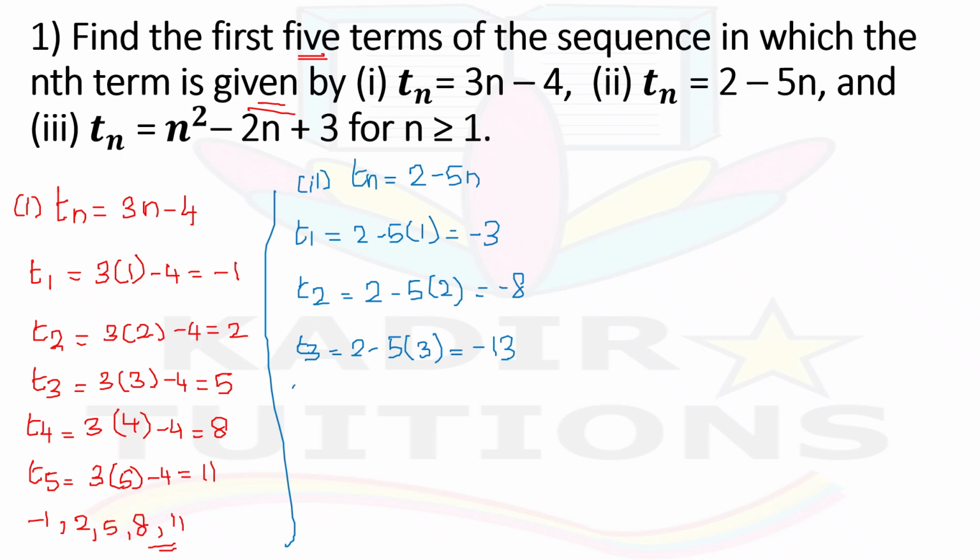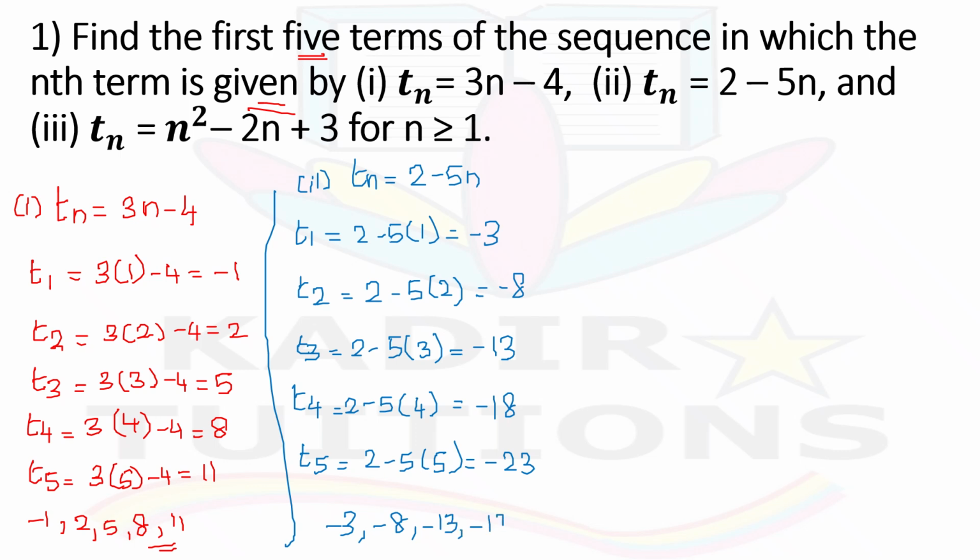And the next one is T4. 2 minus 5 into 4. So 2 minus 20, which is minus 18. And T5, the last term, 2 minus 5 into 5. 2 minus 25, so the answer is minus 23. So for the second question, the first five terms in the sequence are minus 3, minus 8, minus 13, minus 18, and minus 23. We'll see the third one now.